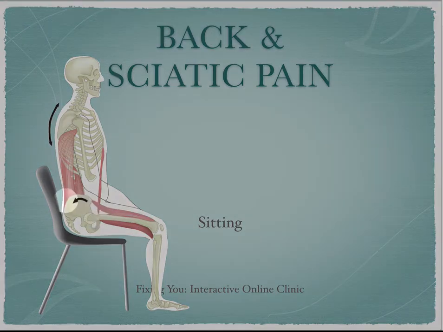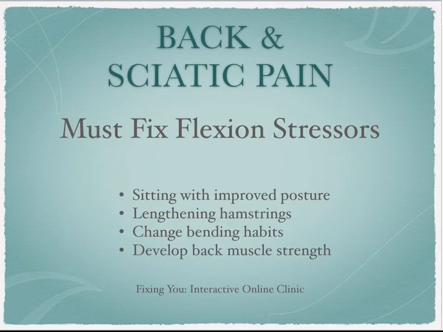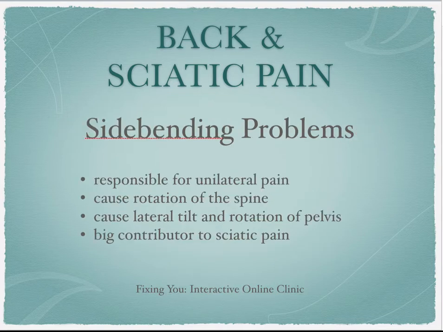In sitting, what's happening is the pelvis is usually tilted back and the spine is flattened again. Okay, so what we have to do is fix flexion stressors, and that will include changing sitting habits, lengthening the hamstrings, changing how they bend forward, and developing back muscle strength.